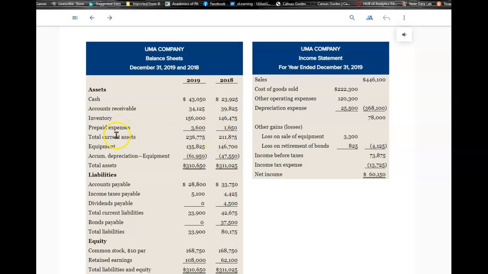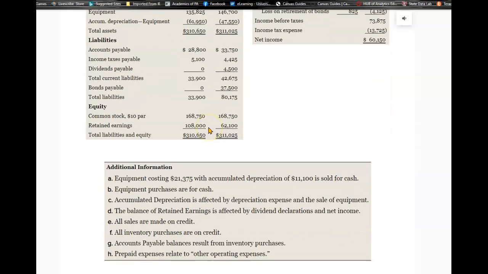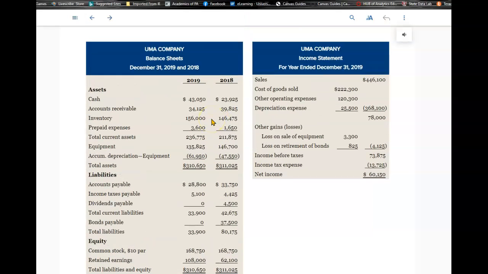So what does the increase in inventory mean? The increase in inventory is going to be something that we're going to have to subtract from net income. Okay, so the increase in inventory is going to have an effect on net income, and the effect is going to be negative. So we subtract it from net income. So that $9,525 figure that I mentioned would be a subtraction or a reduction.